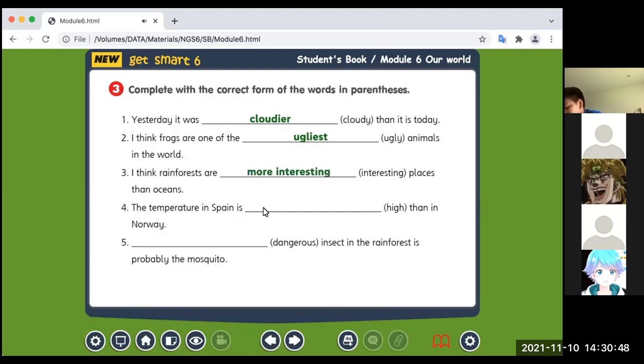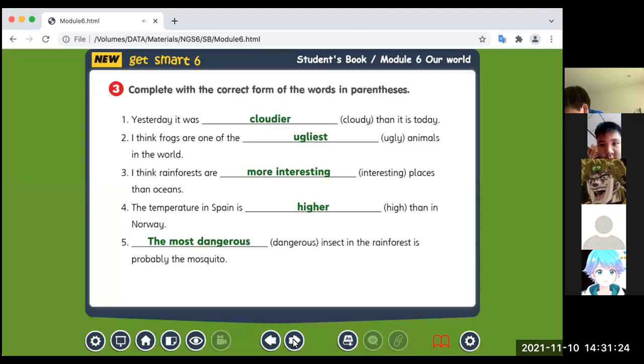Number 4. The temperature in Spain is higher than in Norway. It's a one-syllable word, it's simple. Number 5. The insect in the rainforest is probably the mosquito. Is it comparative or superlative? The most dangerous. Very good, it's superlative. The most dangerous insect in the rainforest is probably the mosquito.